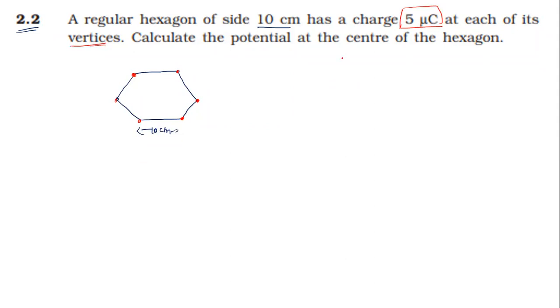Now we need to calculate the potential at the center. Okay, I'm going to draw diagonals now. Okay, this is the center. Let's say O. Now let me name the vertices A, B, C, D, E, F. Now to find the potential at the center, we know the formula. Potential is given by charge divided by 4 pi epsilon naught times r. R is the distance from any one of the vertices to the center. That you need to find out now.